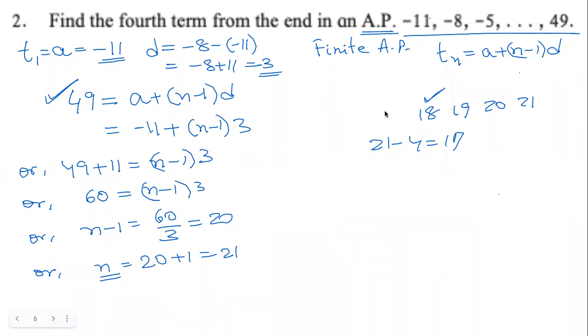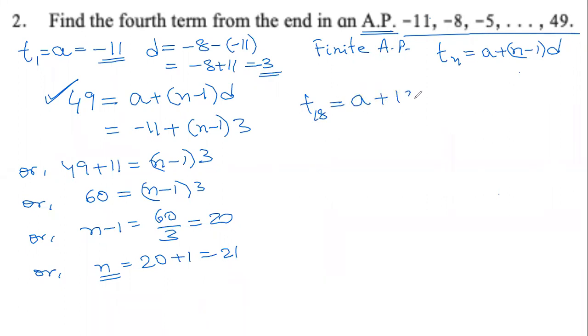Okay, so if that is clear, that now we need to calculate the 18th term, then now we know what to do. We just have to find T18. So T18, we know the formula, which will be a plus 18 minus 1 into d. a we know is minus 11. So 18 minus 1 is 17. d we know is 3. Solve and tell how much is the T18.